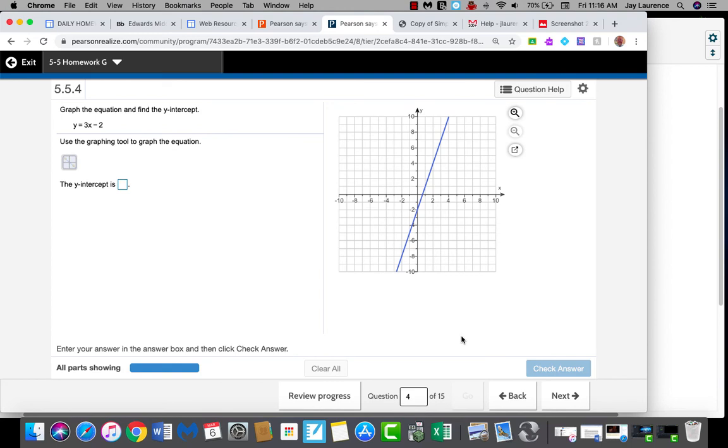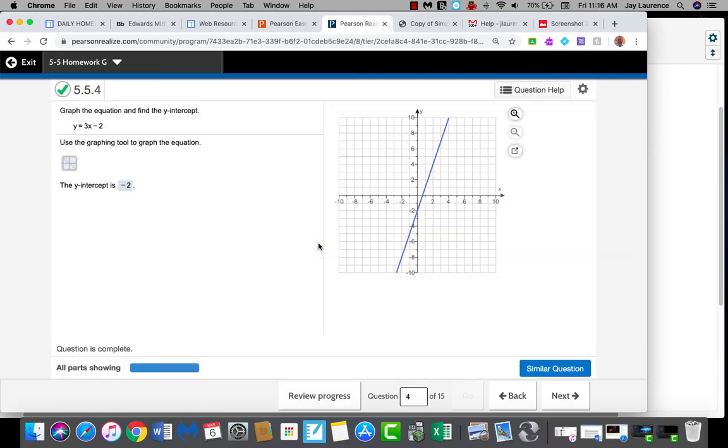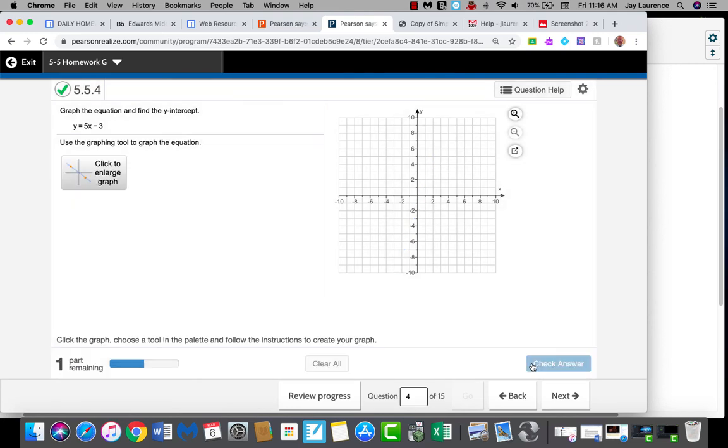I'll do one more for you. Oh, there must be another part to it. Okay. The y-intercept is -2. All right. Well done. Very good for Mr. Lawrence. I'll do a similar question. I'll do one more so you get the hang of it, okay?